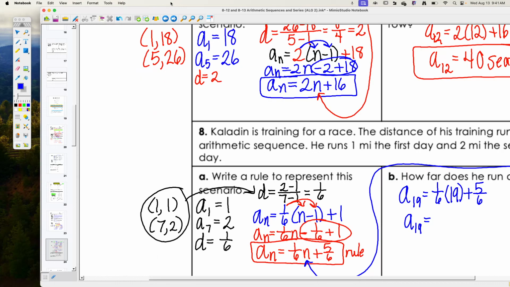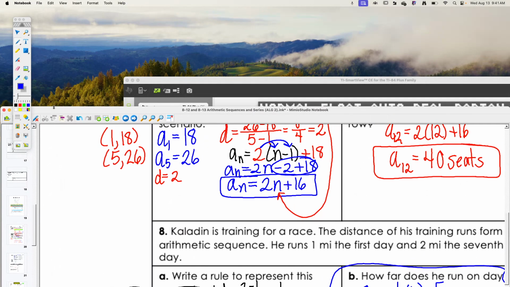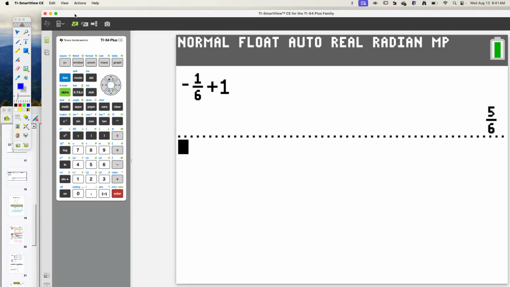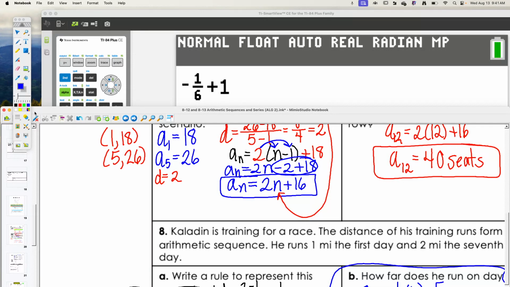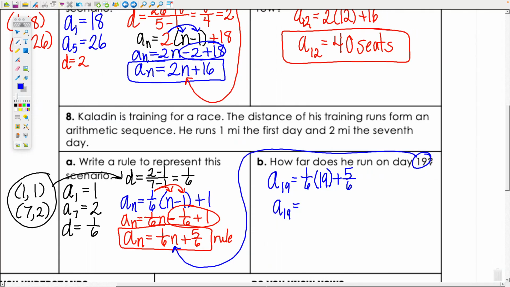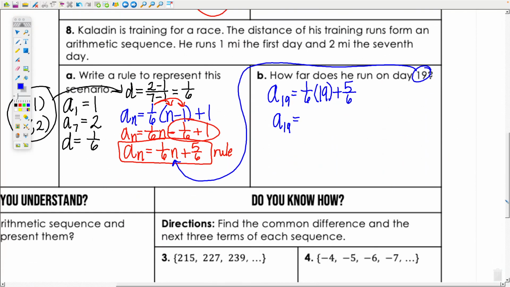All right, let's put that in the calculator. 1 over 6 times 19, plus 5 over 6. There we go. And since this problem is talking about running, the number we got for the answer represents miles. Yes? Yes, no, maybe, talk to me.